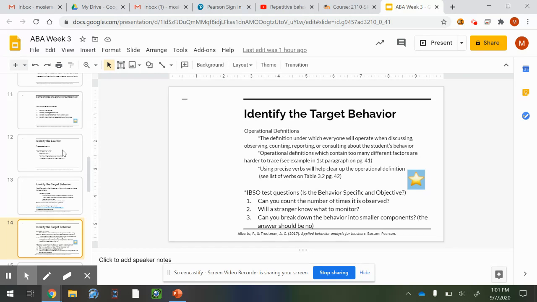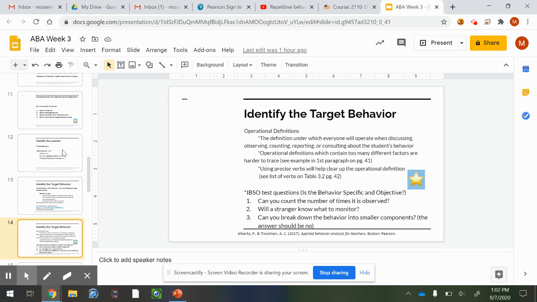Using precise verbs will also help clear up operational definitions. There is a great list of verbs on page 42 of your text. Again, just to make sure that we're measuring and talking about the same types of behavior. The IPSO test questions: is the behavior specific and objective? So when you are writing an operational definition, these are 3 questions that you can ask yourself to make sure that your operational definition is a good one.